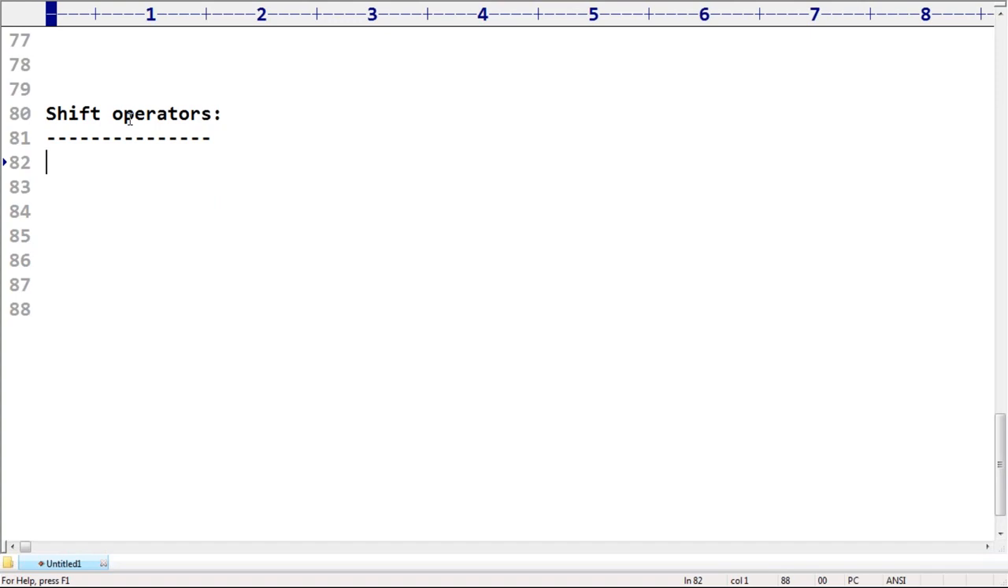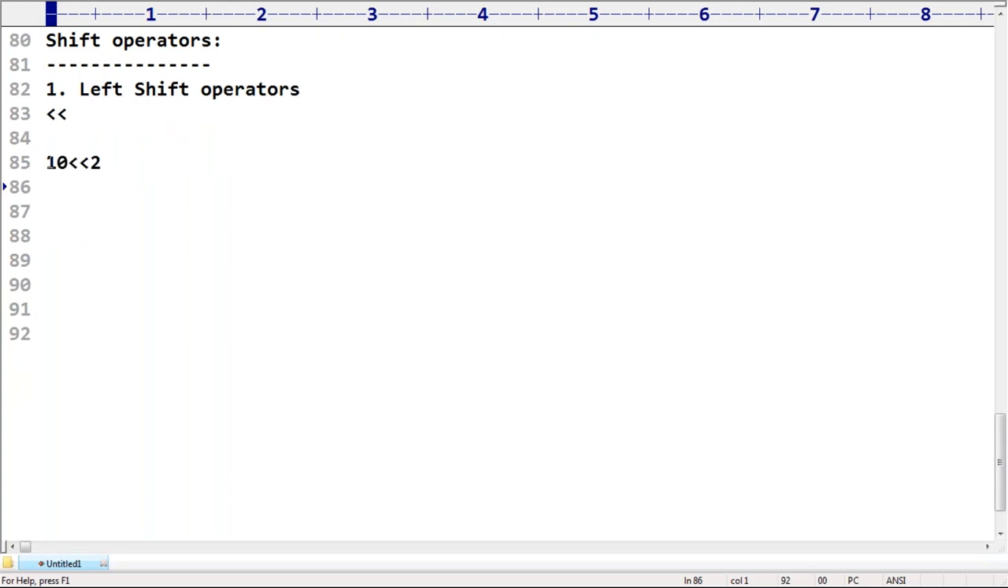Now, at least Subrat Kumar, now you have to understand. Shift operators. Sir, what is the first one? Left shift operators. It's very easy. Left shift means shift towards the left hand side. Sir, what does it mean? 10 left shift 2. What's my requirement here? Can you please shift the bits of 10 by 2 bits to the left, like this?